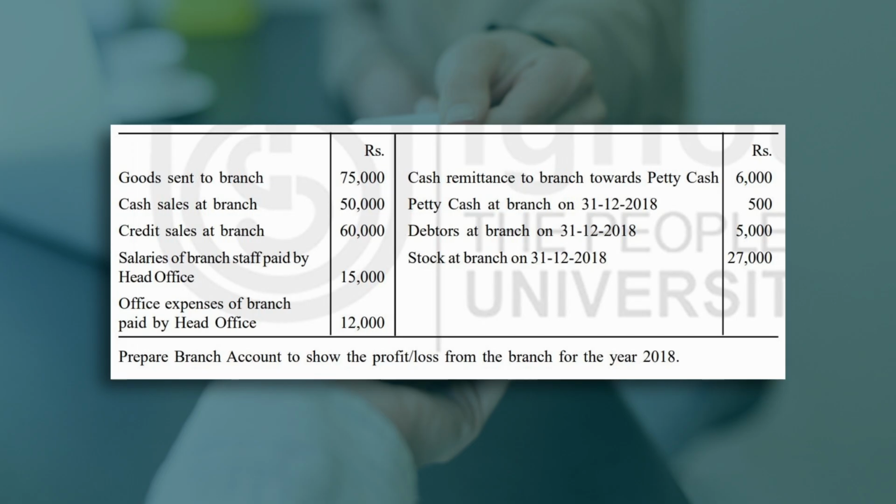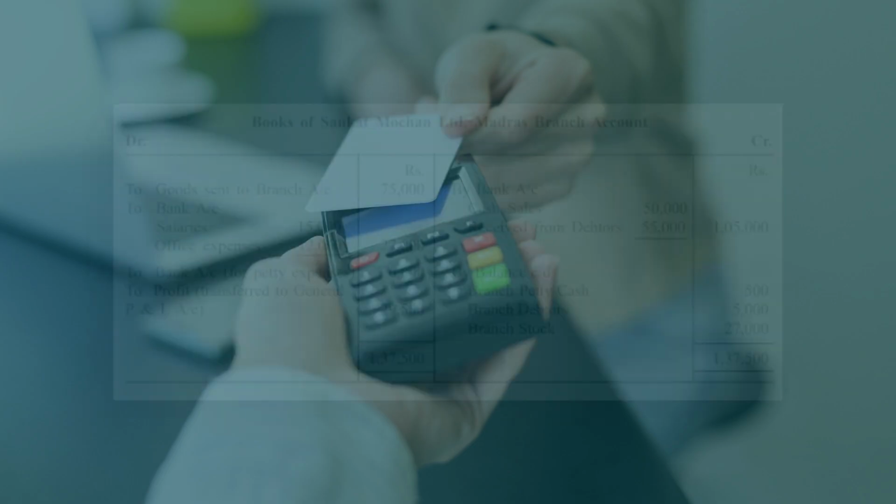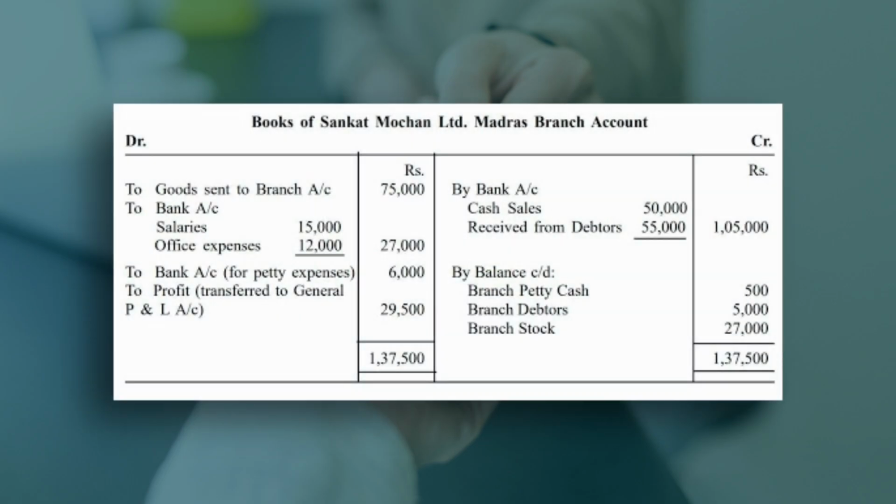Prepare the branch account to show the profit and loss from the branch for the year 2018. So, this is in the books of Sankat Motion Limited. We will prepare the Madras branch account. Sankat Motion is the head office and Madras is the branch. Now we will see how this branch account will be prepared.